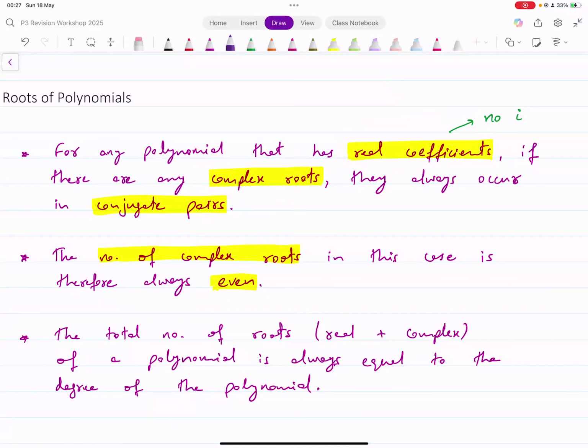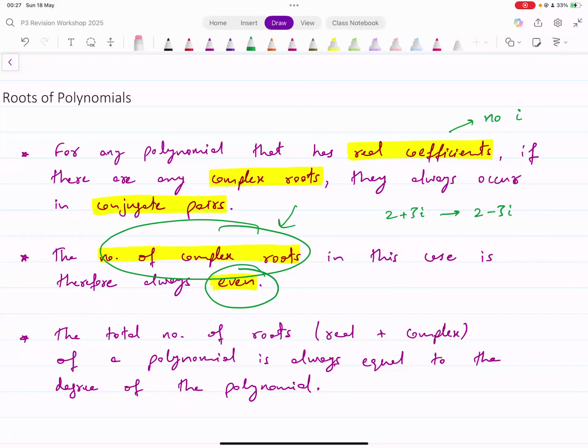Okay, so if you know one root, for example, if one root is 2 plus 3 iota, you know for sure that 2 minus 3 iota is also going to be a root, right? Now, since they occur in conjugate pairs, the number of complex roots that you would get would always be even in such cases because they are going to occur in pairs. So you can have 2 complex roots, 4 complex roots, 6 complex roots like this.